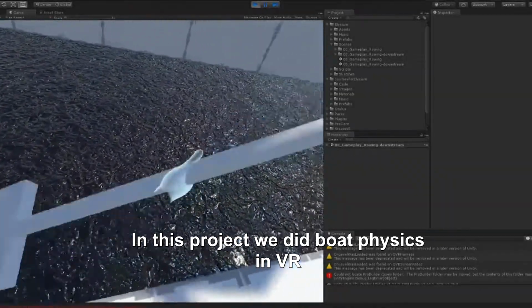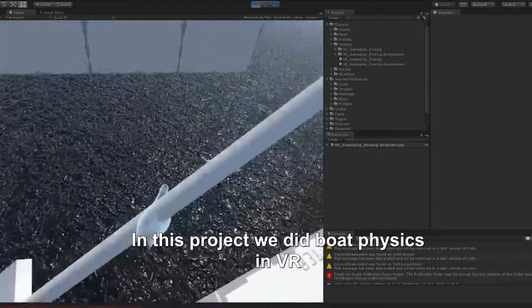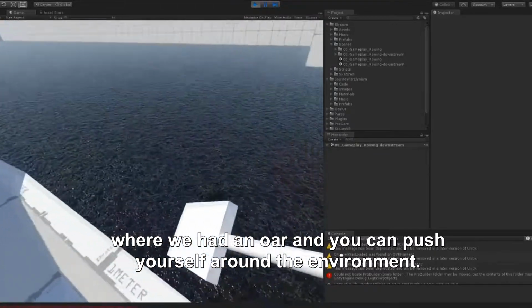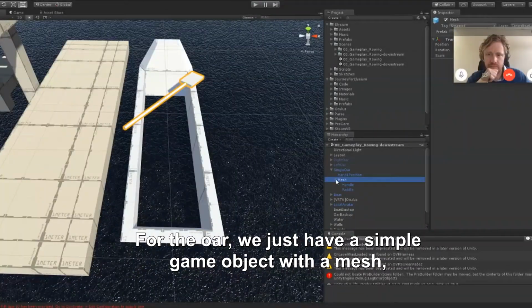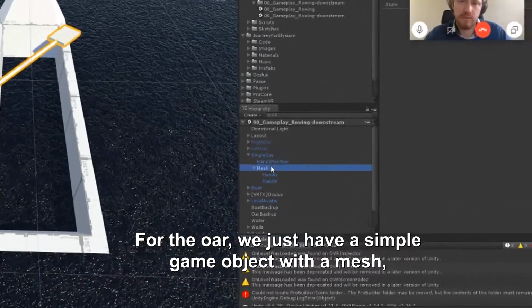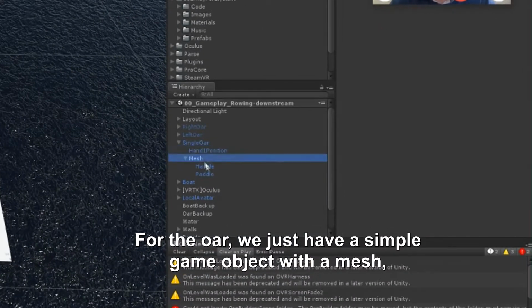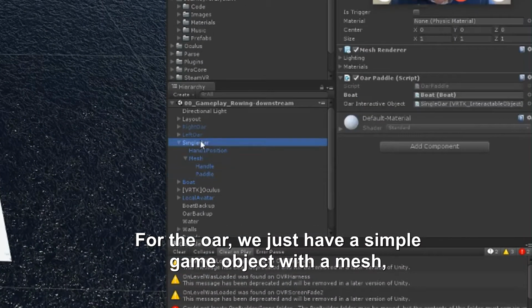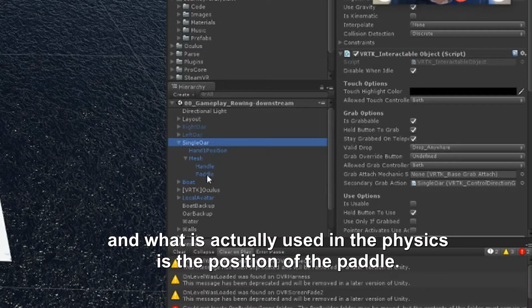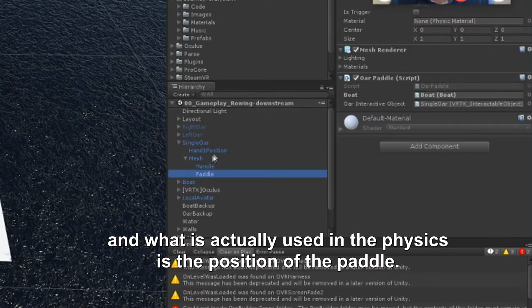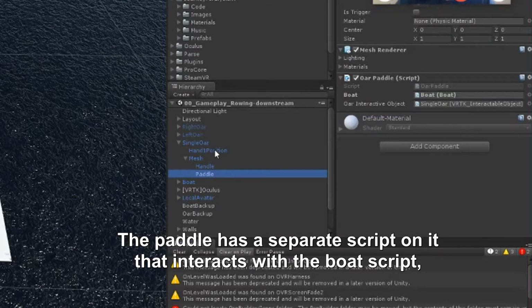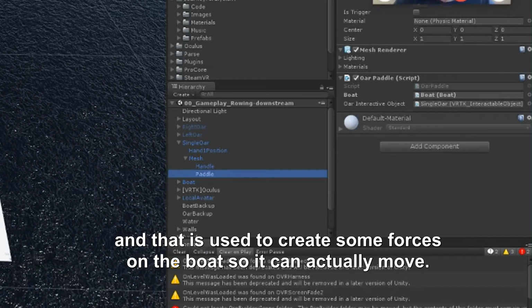And so in this project, we did those boat physics in VR where we had an oar and you can push yourself off the environment and everything. For the oar, we just have a simple game object with a mesh. And what is actually used in the physics is the position of the paddle. The paddle has a separate script on it that then interacts with the boat script, and that is used to actually create some forces on the boat so it can actually move.